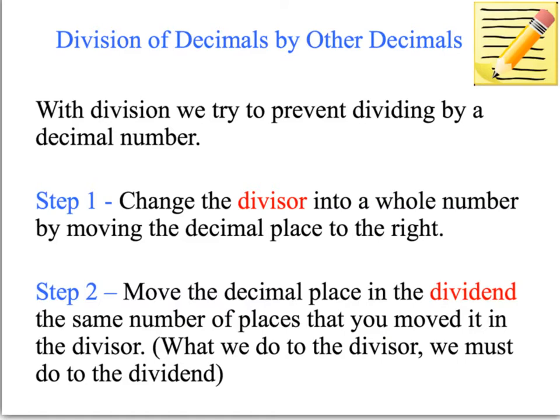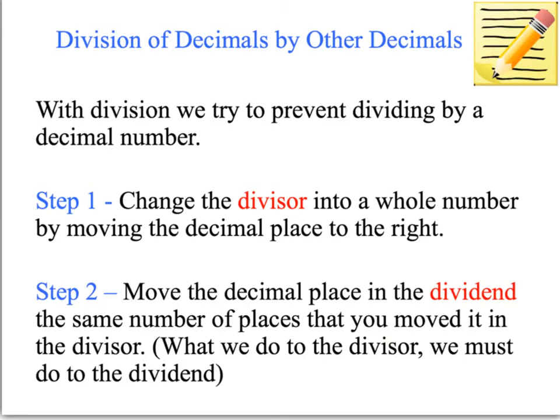So the first step is to change the divisor into a whole number by moving the decimal place to the right. I'll show you what I mean by that in a minute. We want to move the decimal place to the right the number of places it takes to make it a whole number. Then step 2 is to move the decimal place in the dividend. Whatever you do to the divisor, you have to do to the dividend, to keep it even. Otherwise, you're just dividing by different numbers. They aren't the same value.